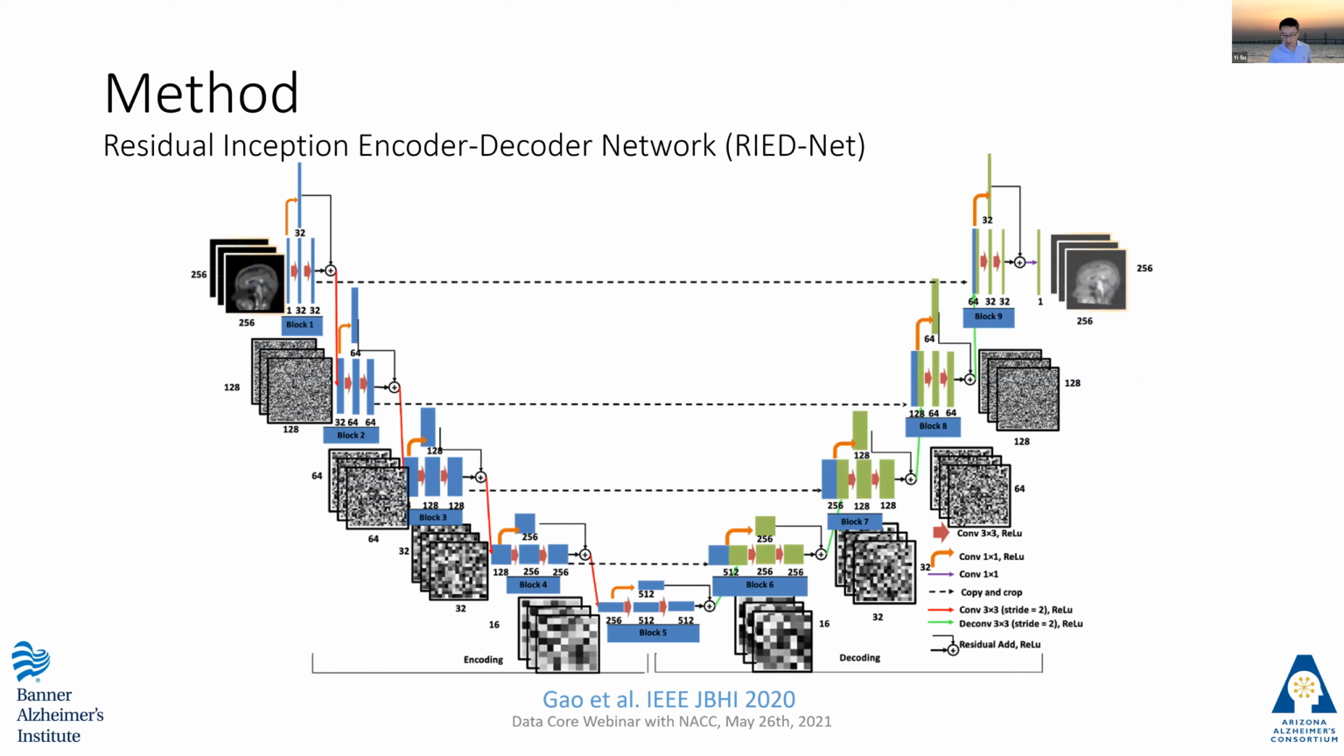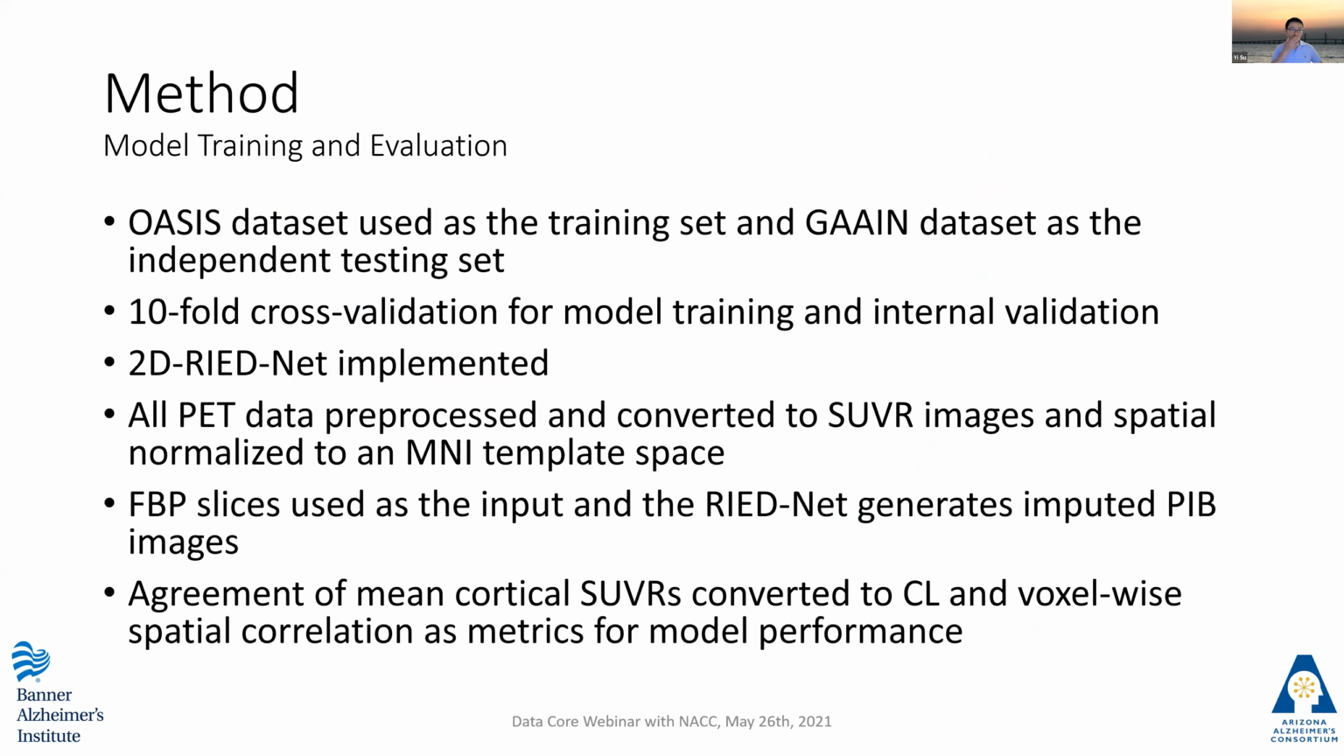The method we have adopted so far is a deep learning approach using a residual inception encoder-decoder network. In this approach, as illustrated here, it has 9 different blocks, each composed of several layers of convolutional neural network. This is a technique developed by our collaborators at Arizona State University. To train this deep learning model, we use the OASIS data as a training set and the GAAIN data set as the independent test set. We did a tenfold cross-validation, and right now we are implementing it as a 2D model to operate on the image slices.